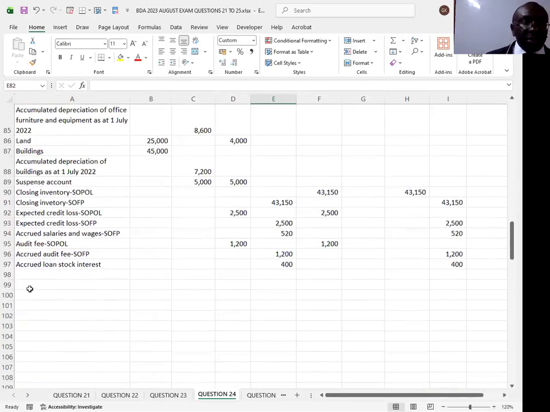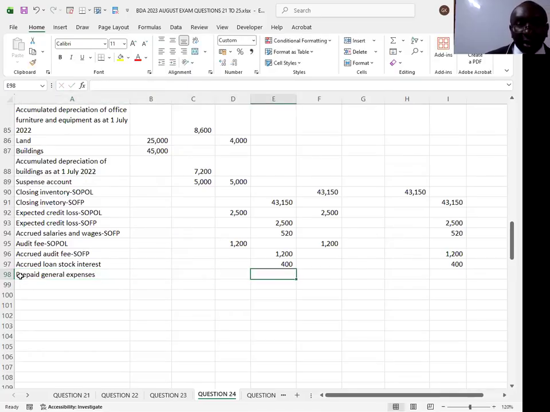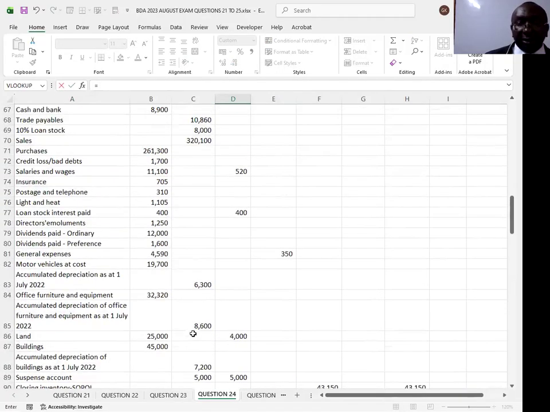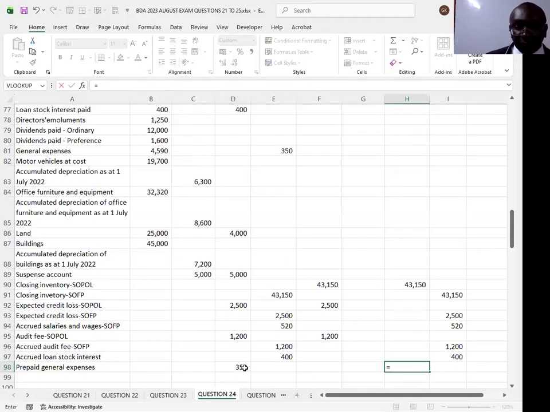Then tukibia hapa chini, we say now there is prepaid general expenses. And because it is prepaid, this is an asset. So we debit. Alafu sasa hii, we bring it here to the statement of financial position.